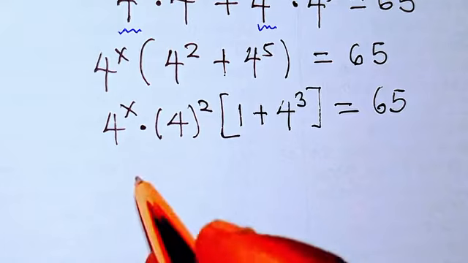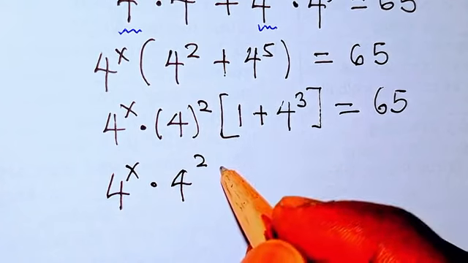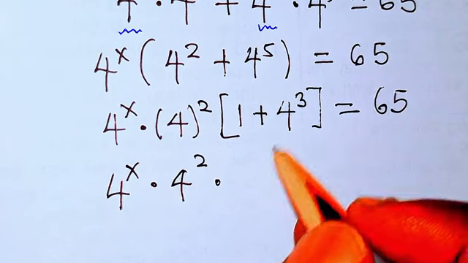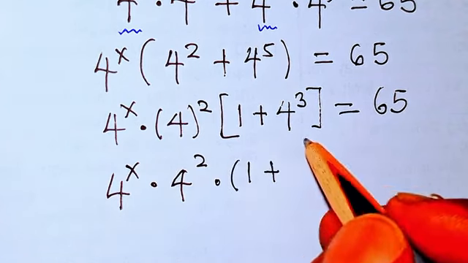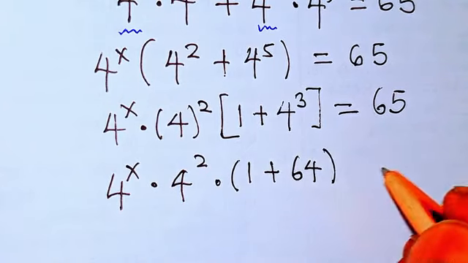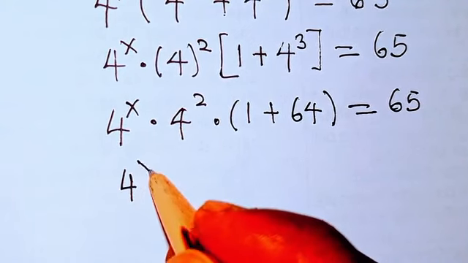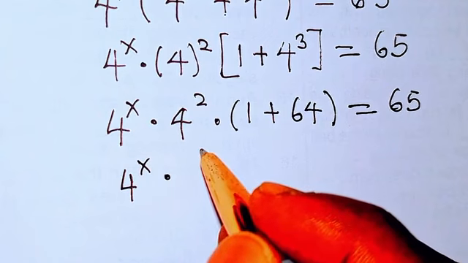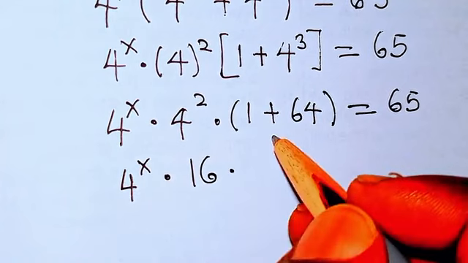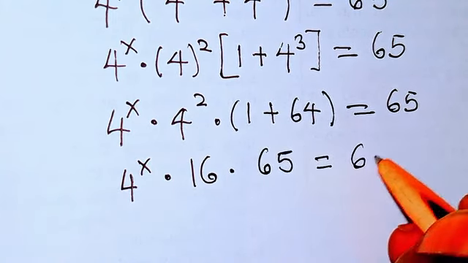So now from there, we have 4 to the power of x times 4 to the power of 2, multiplied by 1 plus 4 to the power of 3, which is 64. Can you see? Equals this. So we have 4 to the power of x times 4 to the power of 2, that is 16, times 1 plus 64, which is 65, equals 65.